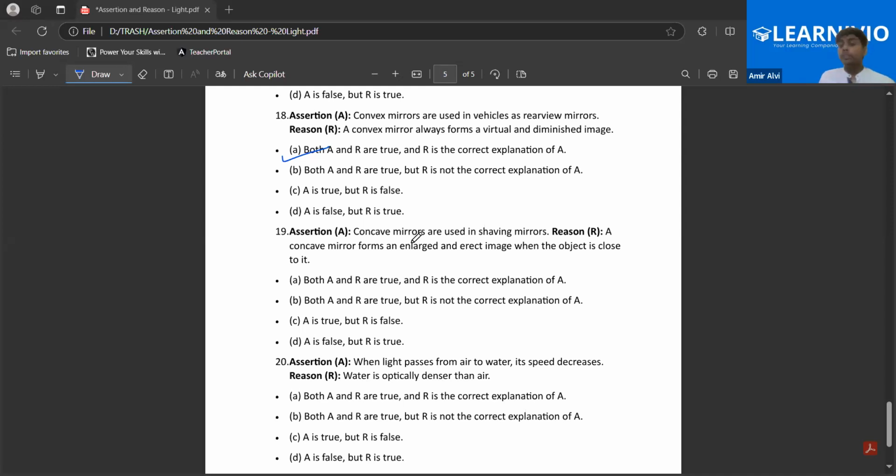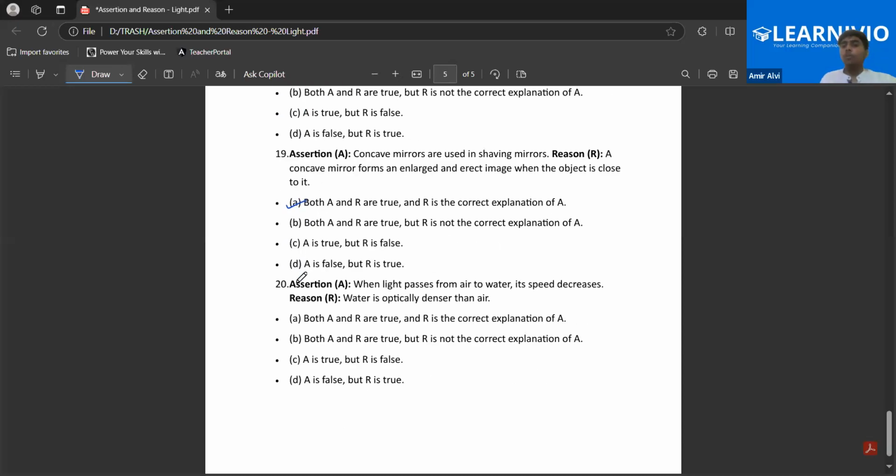Okay, no problem. Concave mirrors are used in shaving mirrors. That is true. Next, the reason: a concave mirror forms an enlarged and erect image when the object is close to it. That is also true, and that is the reason we use the concave mirror as a shaving mirror. So option A is right, because we want to see whether the shave is clean or not, whether any hair is left on the face. So both A and R are true, and R is the correct explanation for A.